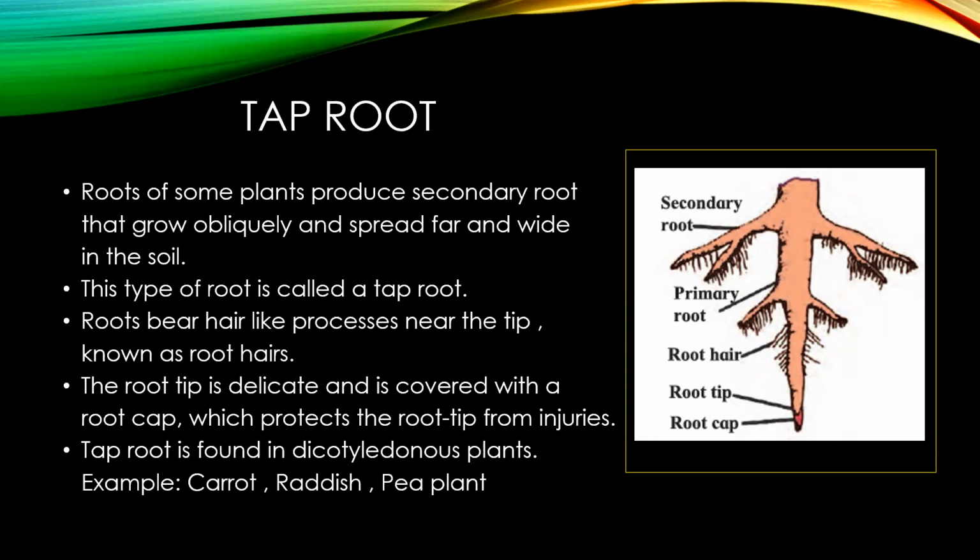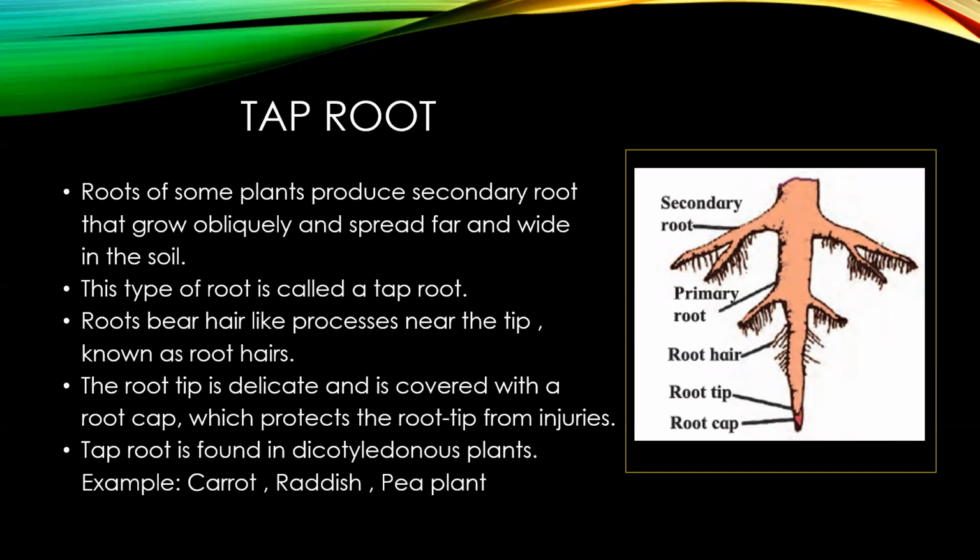Roots bear hair-like processes near the tip. These are known as root hairs. We can see some root hairs coming out from the primary as well as the secondary root. The root tip is delicate and is covered with a root cap which protects the root tip from injuries. So the tip of the root always has a cover or a cap which is known as the root cap, so that it is protected from injuries.